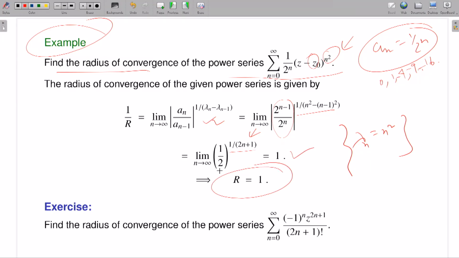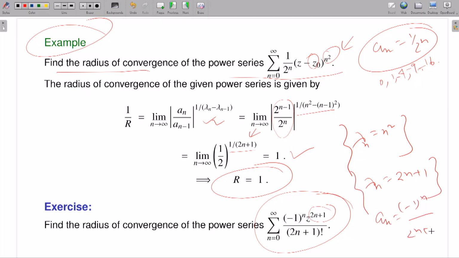Okay, so this is one of the easiest ways to find the radius of convergence of a power series with gaps. This is another example I have given. What is your lambda n here? You can easily get it. Lambda n is 2n plus 1. And this is my a_n. What is a_n? a_n is minus 1 to the power n divided by 2n plus 1 factorial.